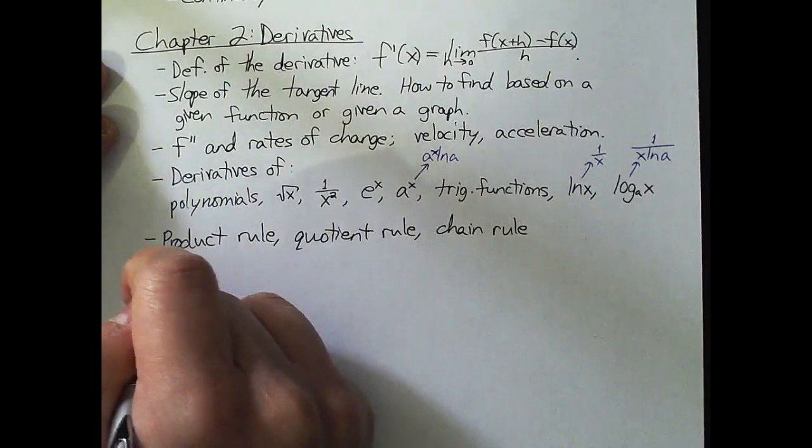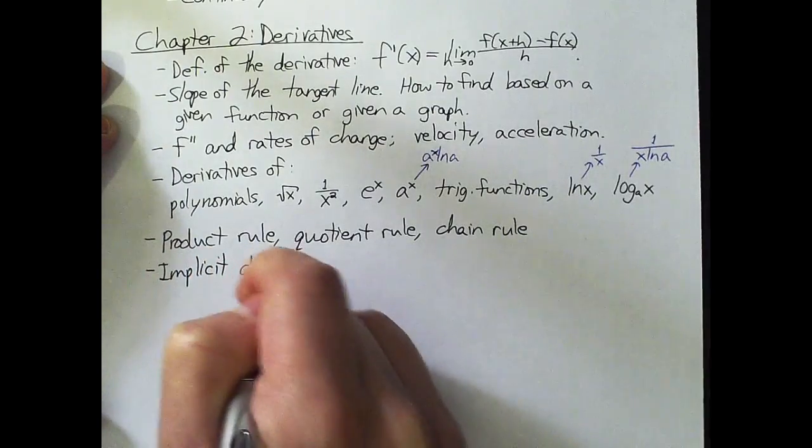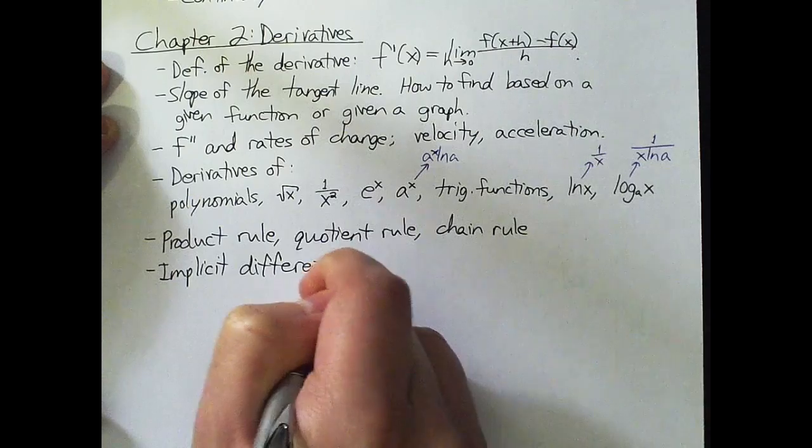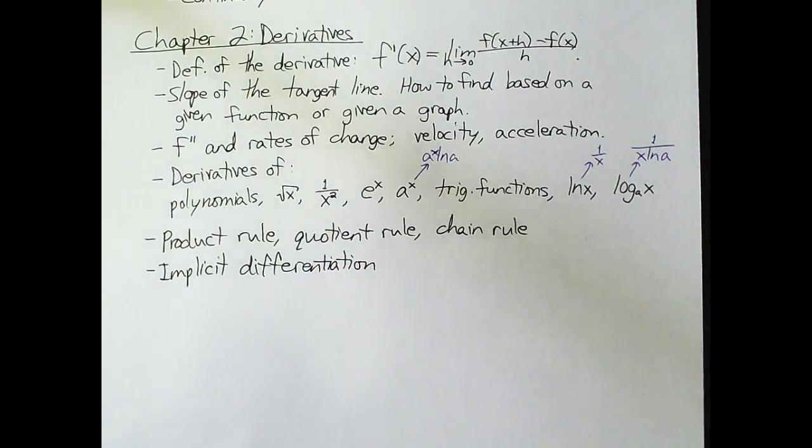And we also had a section on implicit differentiation. That's where you have an equation that's given that involves x's and y's. You want to find dy dx, so you do d dx of both sides. You simplify, you solve for dy dx. Usually that involves using the chain rule.